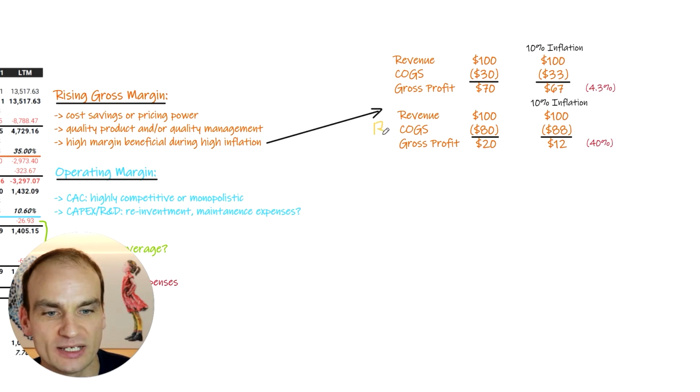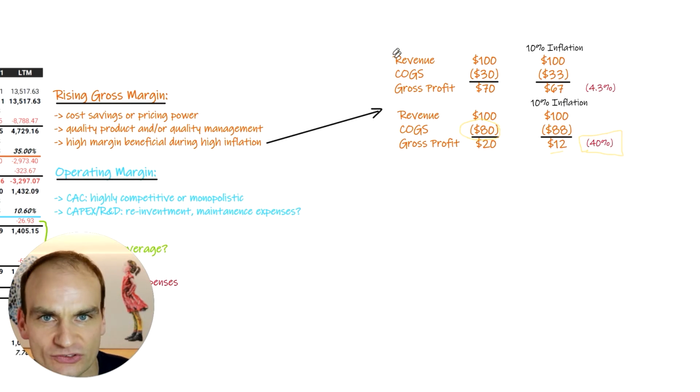Now company B is an example of a company that has a lower gross margin. Company B doesn't have that luxury. Company B has $100 in revenue and $80 in cost of goods sold. It's got a 20% gross margin. They make $20 in profit. With 10% inflation, you have $100 in revenue. You now have $88 in expenses directly related to making that product. So your gross profit is now $12. That's a 40% drop because your margin is a hell of a lot lower.